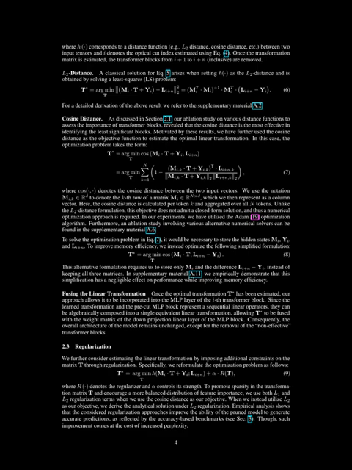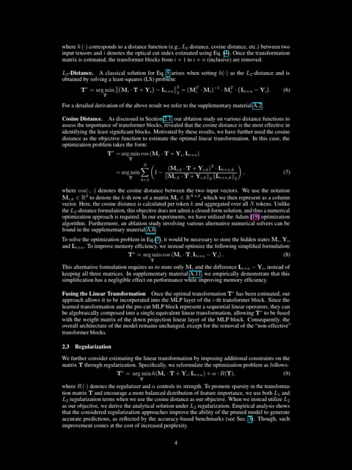To solve the optimization problem in Equation 7, it would be necessary to store the hidden states M_i, Y_i, and L_{i+n}. To improve memory efficiency, we instead optimize the following simplified formulation: T* = argmin_T cos(M_i T, L_{i+n} − Y_i). This alternative formulation requires us to store only M_i and the difference L_{i+n} − Y_i, instead of keeping all three matrices. In supplementary material at 1, we empirically demonstrate that this simplification has a negligible effect on performance while improving memory efficiency.